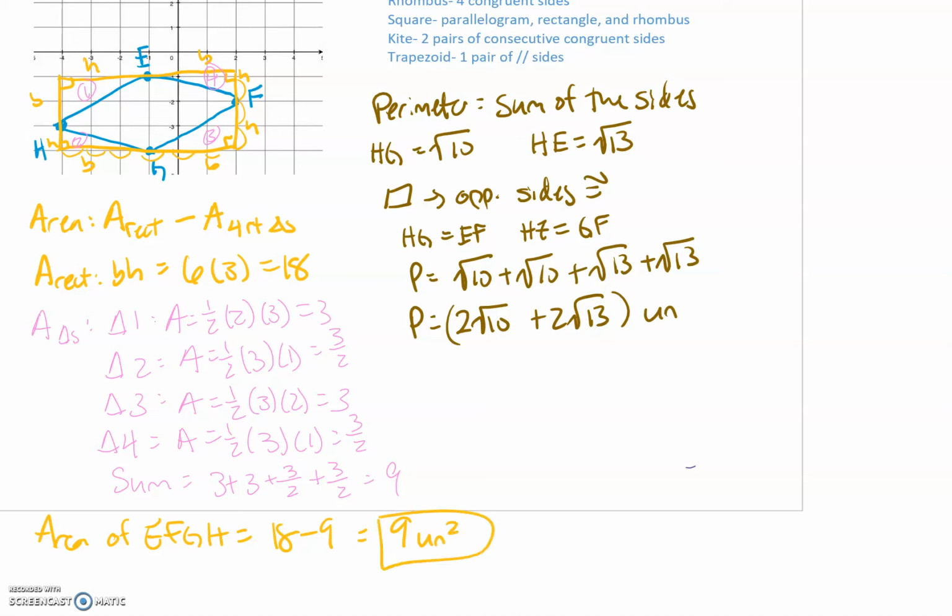So it's up to you what method you want to use. I think it's nice to see both. Sometimes it's easier to take away the corners. Sometimes it's easier to split up the shape into familiar pieces. All right, so that is area and perimeter in the coordinate plane, and also a little review of classifying quadrilaterals.